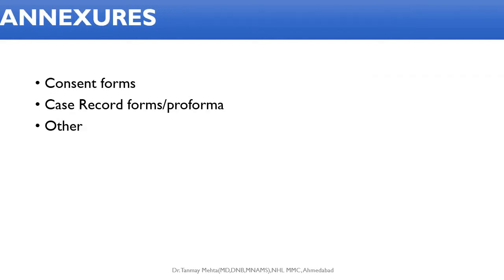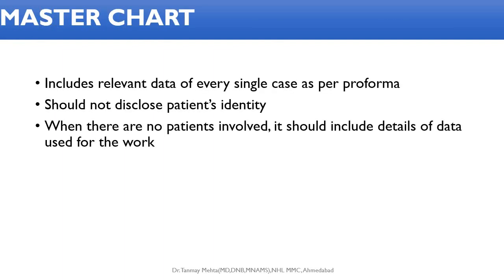Annexure like consent forms, case record forms, any other thing that you want to attach which is relevant to the study, you have to put in annexure. Then the master chart, it includes relevant data of every single case included in the study, but it should not disclose patient's identity, and when there are no patients involved, at least include details of whatever data you have used for the work.